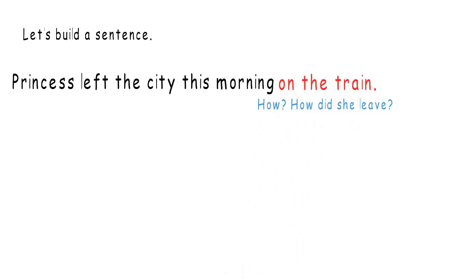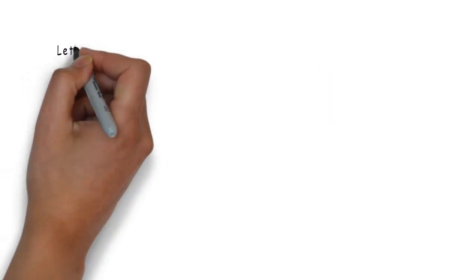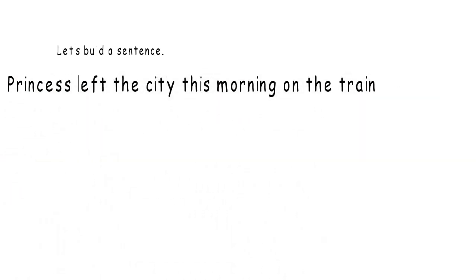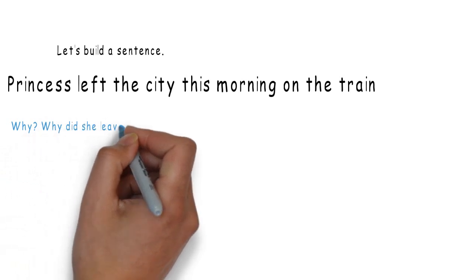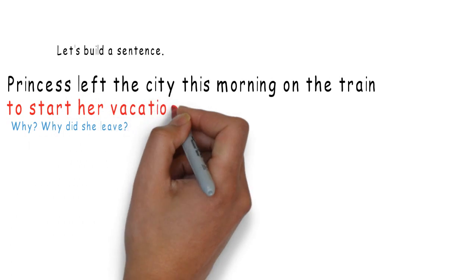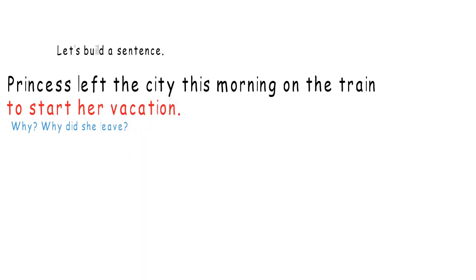Just like the picture. Let's build a sentence. Princess left the city this morning on the train. Why? Why did she leave? She left this morning on a train to start her vacation. I'm jealous.